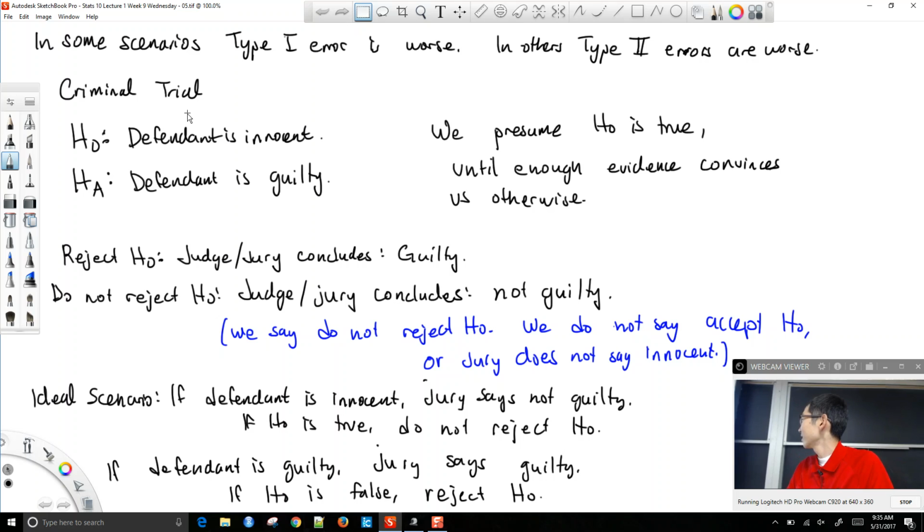All right. So these are the ideal scenarios. If the defendant is innocent, the jury is going to say not guilty. If the defendant is guilty, the jury says guilty. Okay, let's try our first clicker question of the day.